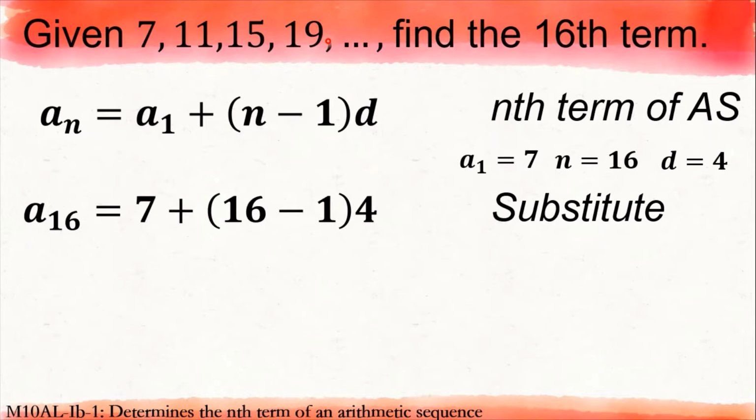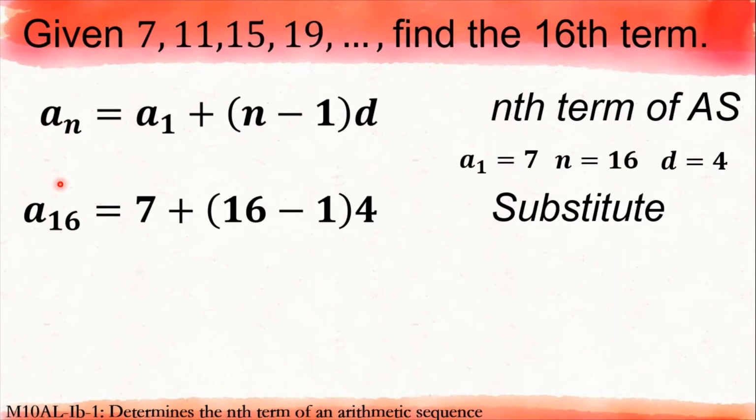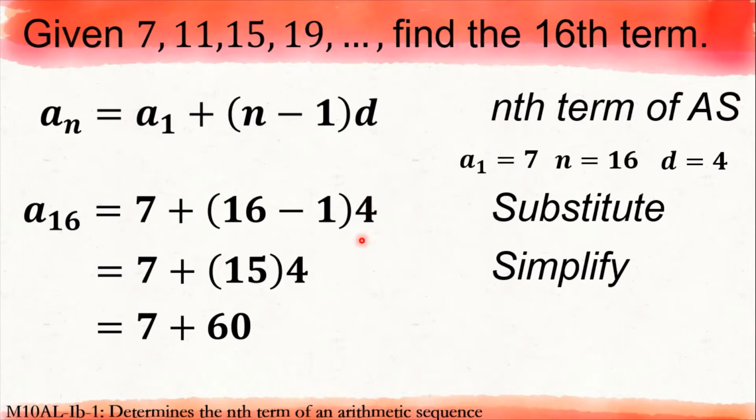Next is we need to substitute these values to the general term. So, ang gagawin natin is we simply change a sub n into a sub 16. We have a sub 1, 7 plus 16 minus 1 times d, 4. Simplifying, we have 7 plus 16 minus 1 is 15 times 4. And 15 times 4 is equal to 60. So, 60 plus 7 is equal to 67, which is the 16th term.